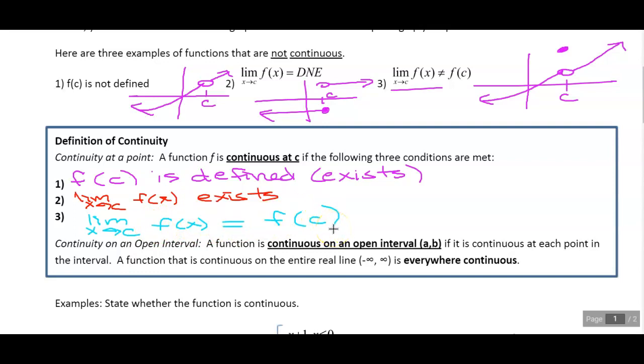Okay? So continuity, just by definition, is always going to be continuous on an open interval. So we're going to use parentheses. We don't need to include the endpoints. Okay?